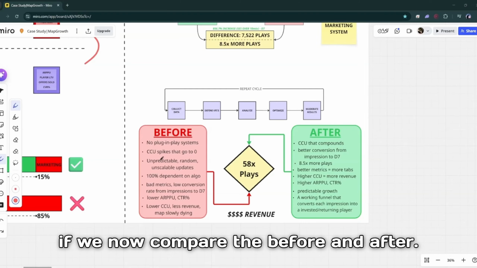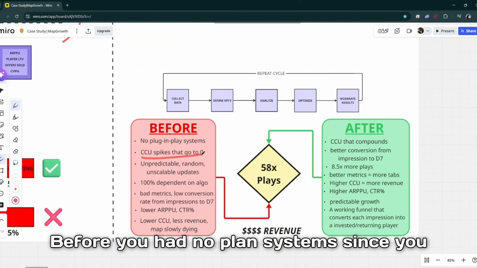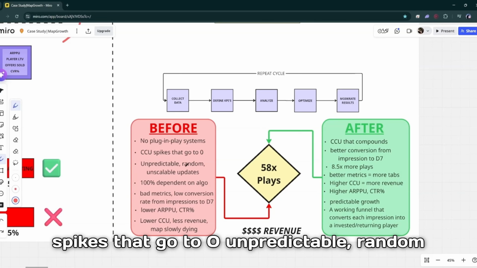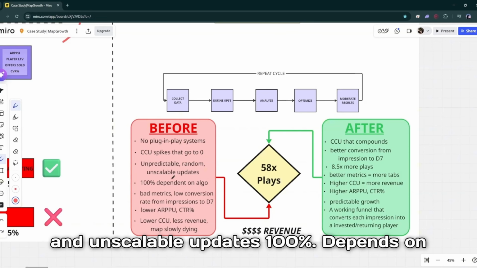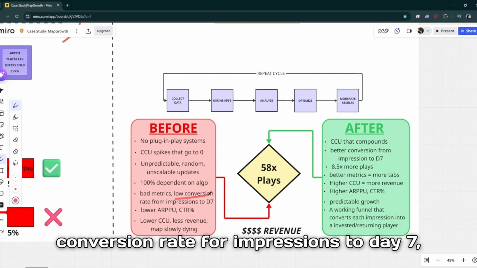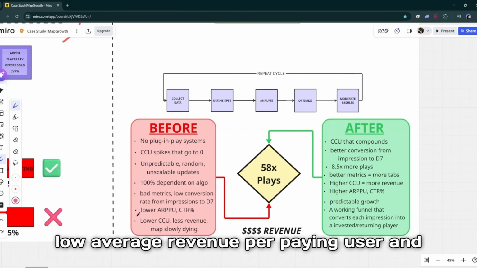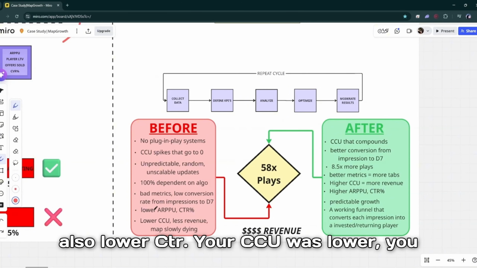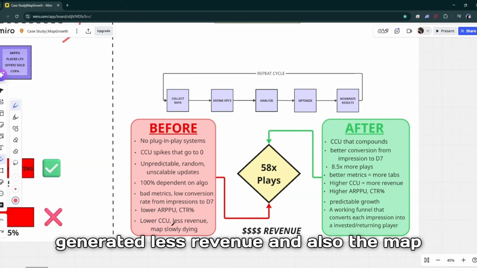So if we now compare the before and after, before you had no proper systems, CCU spikes that go to zero, unpredictable, random, and unscalable updates, 100% dependent on the algorithm, bad metrics, low conversion rate from impressions to day 7, low average revenue per paying user, and also lower CTR. Your CCU was lower, you generated less revenue, and also the map would slowly die.